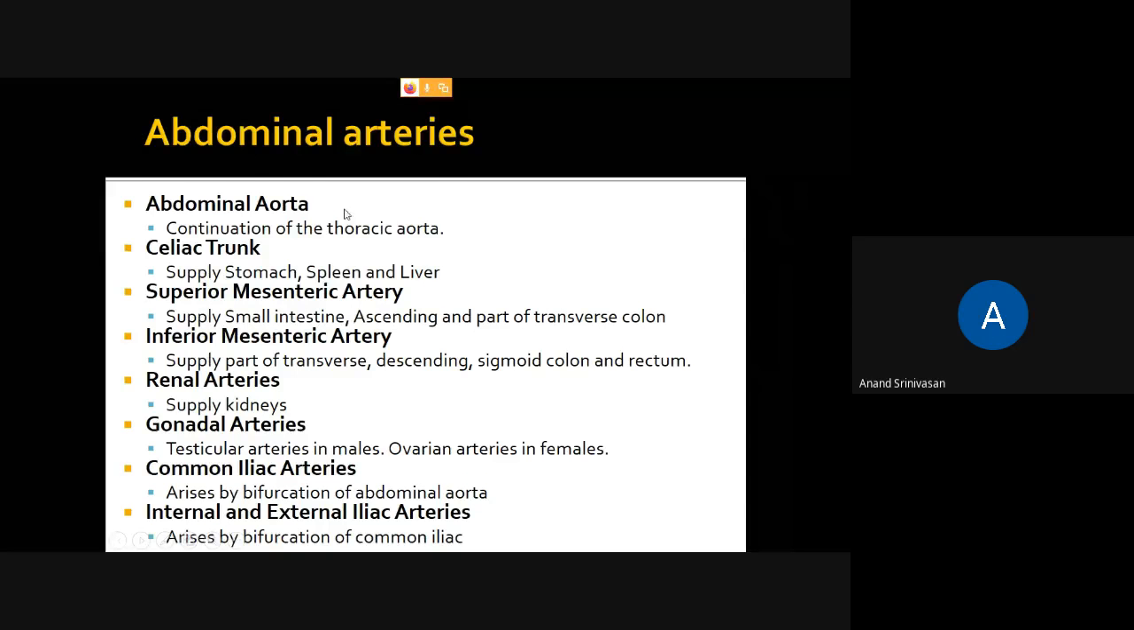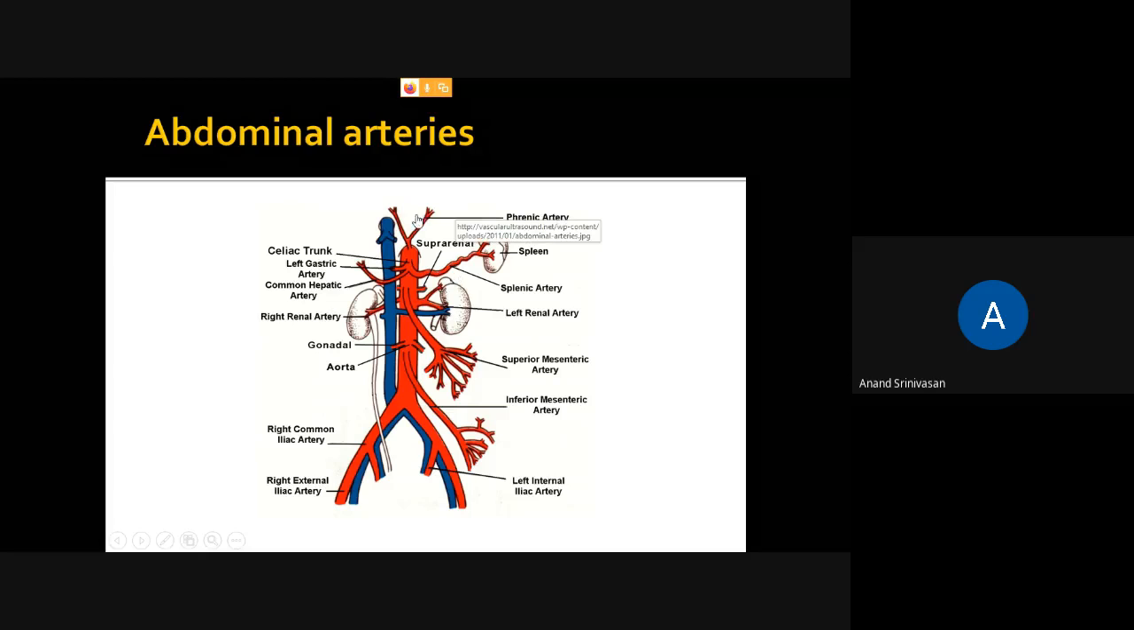Now the next one, the abdominal arteries. There are so many arteries in the abdomen, arising from the abdominal aorta. Once the aorta passes from the thorax, it enters into the abdomen. Here you can see it entering the abdomen. There are many branches. Now, how can I divide these branches?